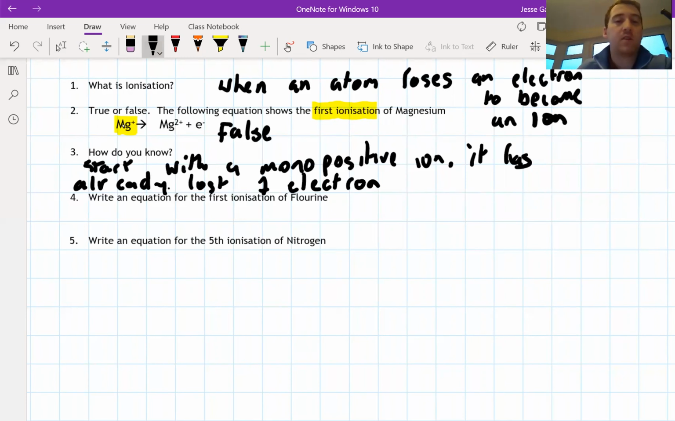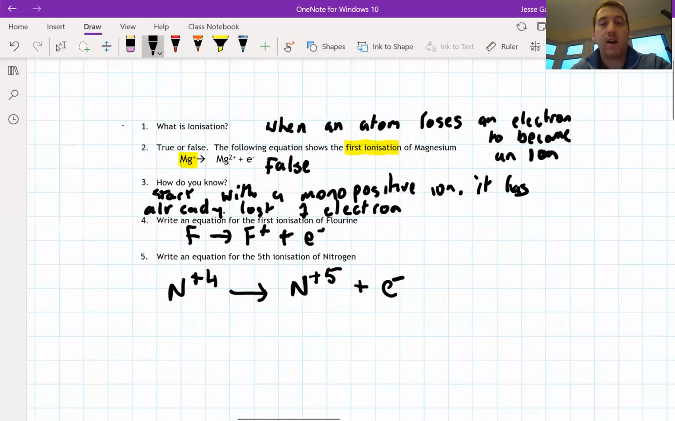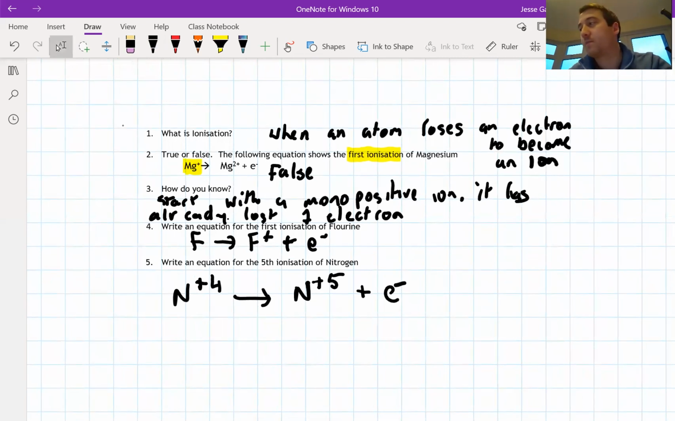Write an equation for the first ionization of fluorine. This is what you should have. F, it's an atom, it's the first ionization. We start with an atom, and it becomes F+ and an electron. Well done, you got that right. Write an equation to show the fifth ionization of nitrogen. So we're going to have N 4+, because it's already lost 4, and we're showing the fifth, N 5+ and an electron. Again, well done. If you're getting those right, then you have a really, really good grasp of this.